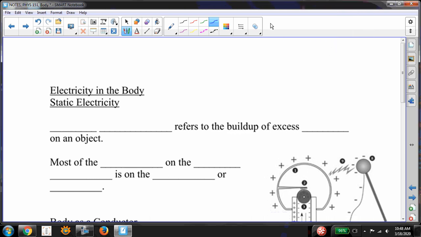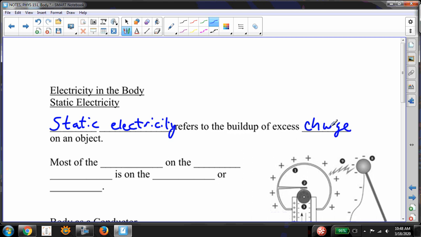Alrighty, let's look at electricity in the body, and this begins the A and P section for this chapter 5. First of all, static electricity refers to the buildup of excess charge on an object. Most of the charge on the human body is on the skin or hair.